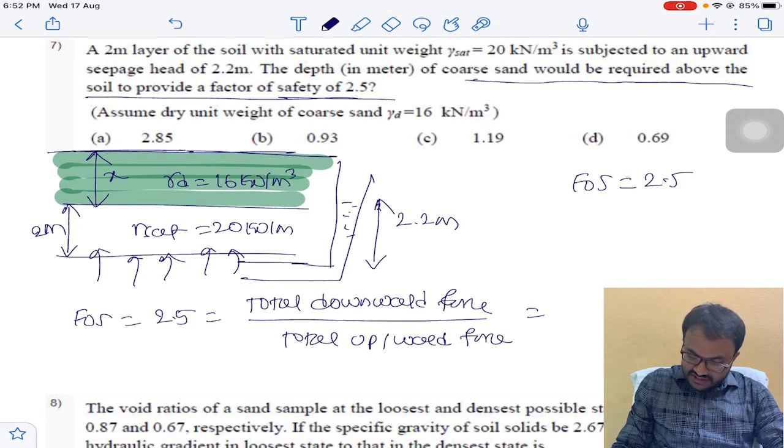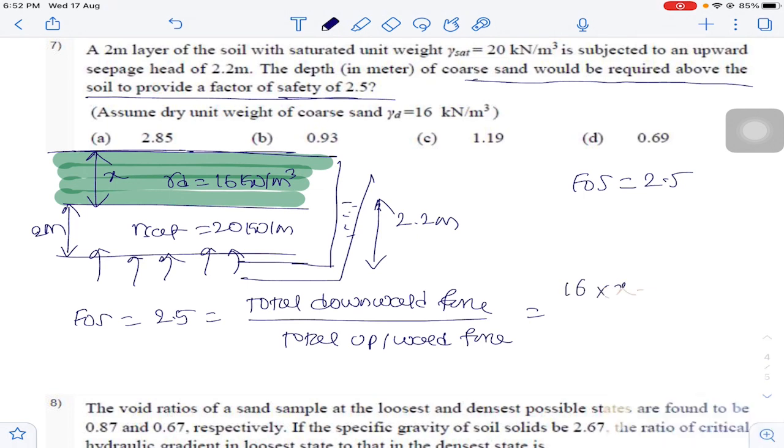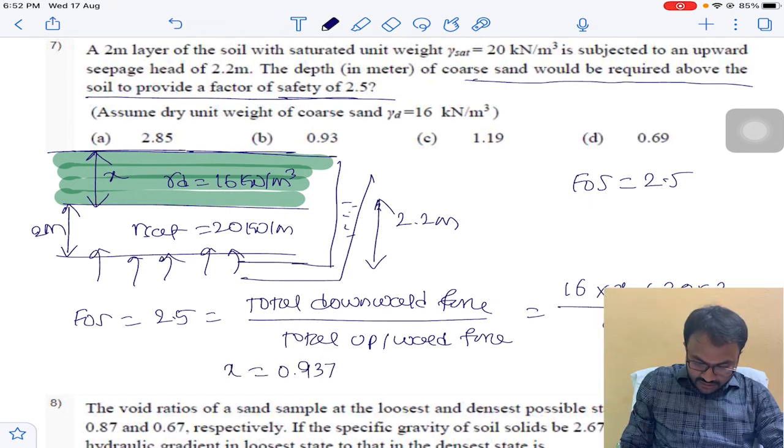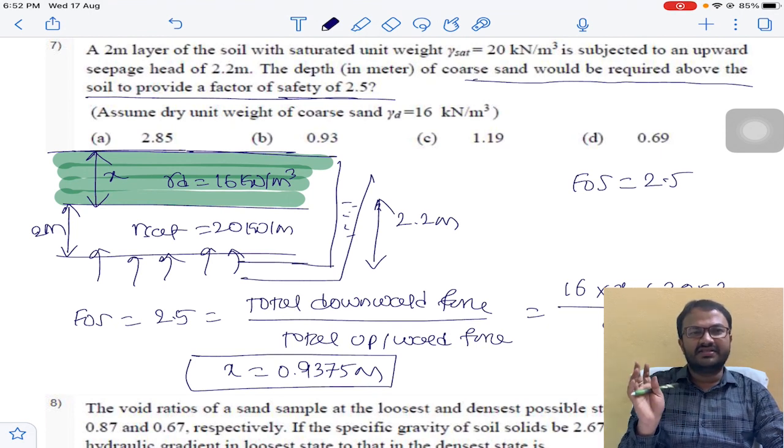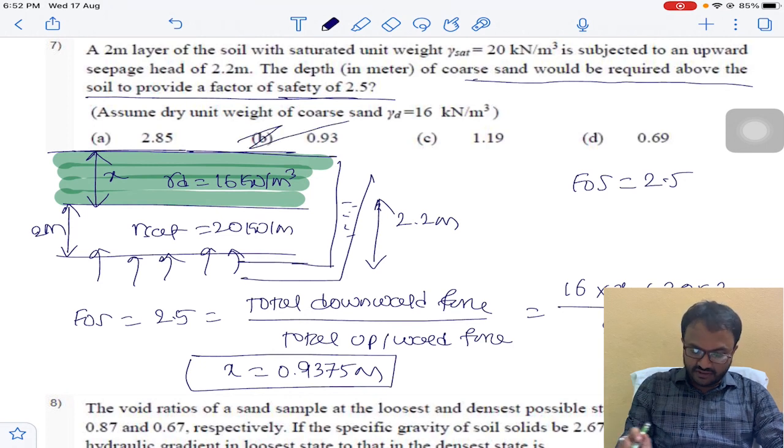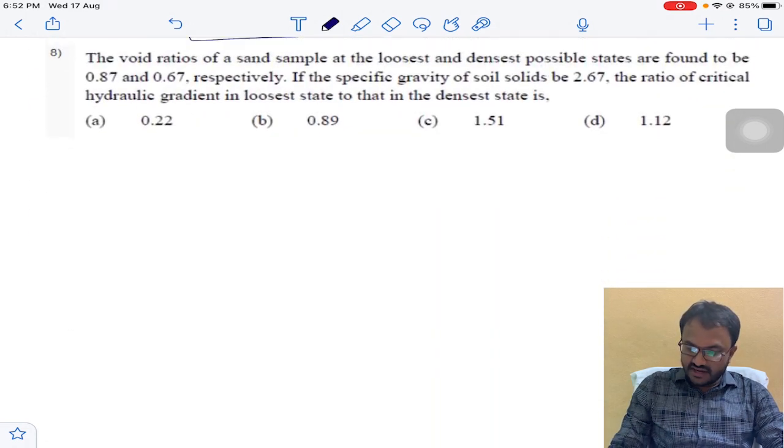So total downward force is equal to 16 into x plus 20 into 2, divided by upward force, which is 2.2, the seepage head, into gamma w. Gamma w here I am taking as 10. So in this entire equation you can get x is equal to 0.9375. The most important 2 marks question. Of course the number of steps in this problem is hardly 2 to 3. The concept is there here. So the answer is B for question number 9. Next question.